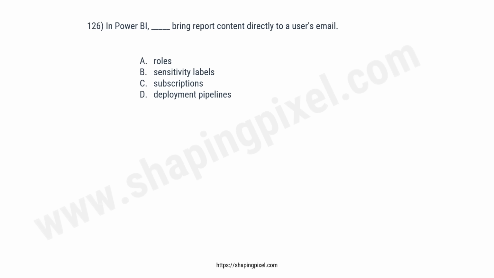Question number 126. In Power BI, a dash bring report content directly to a user email. And we have four options. Option A, roles. Option B, sensitivity labels. Option C, subscriptions. And option D, deployment pipelines. So the right answer here is option C, subscriptions.